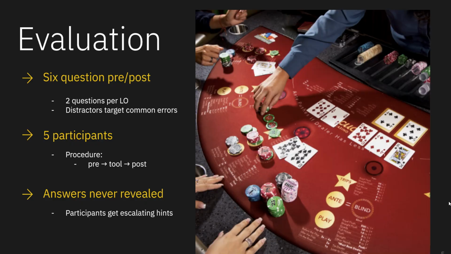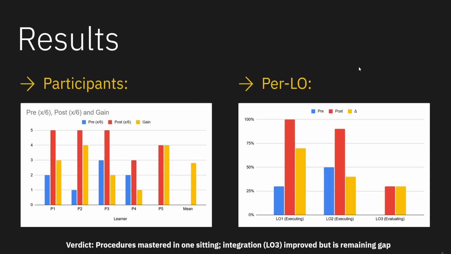In my evaluation, I used 6 questions in the pre and post, all identical for pre and post, with 2 questions per learning objective. There were distractor answers in each one that targeted common errors, and there were 5 total participants. I think 7 I invited and 2 dropped out, but all of them went through the pre, then did the system, and then did the post. There is also a button to export CSVs, which I used to collect their pre and post data. And here are the results.